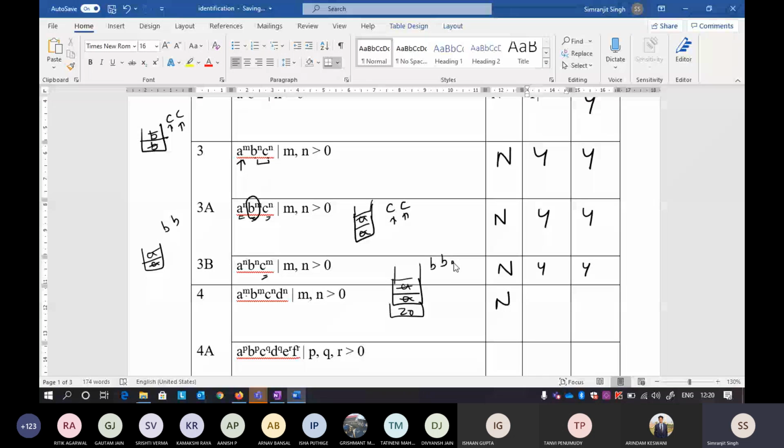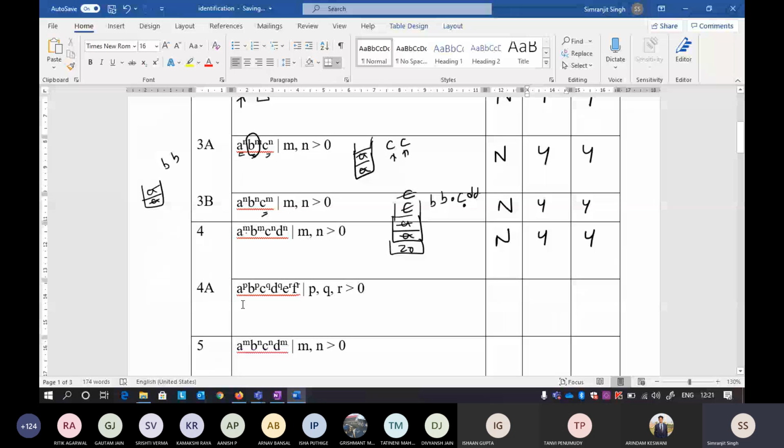Now there is another chance that a C comes, and at the top of the stack there is Z naught. This is the third possibility: if the number of A's and B's are equal, you will reach Z naught, and then when there is a C input and at the top of the stack there is Z naught, you have to push C, and for D you have to pop it. That is why you can build a deterministic pushdown automaton for this one. So this is yes, and this is also yes.